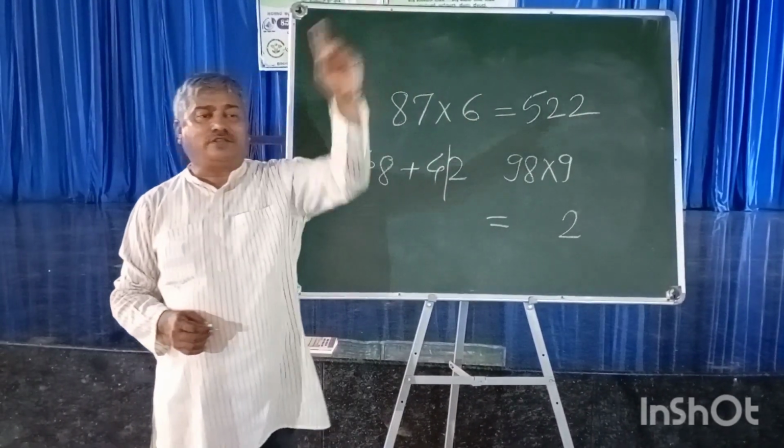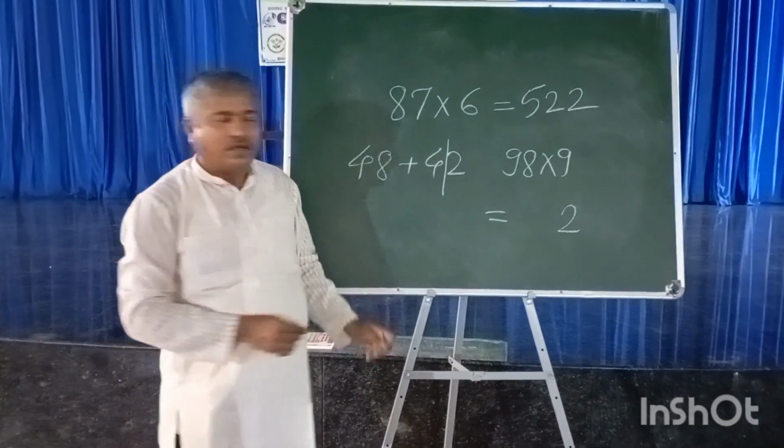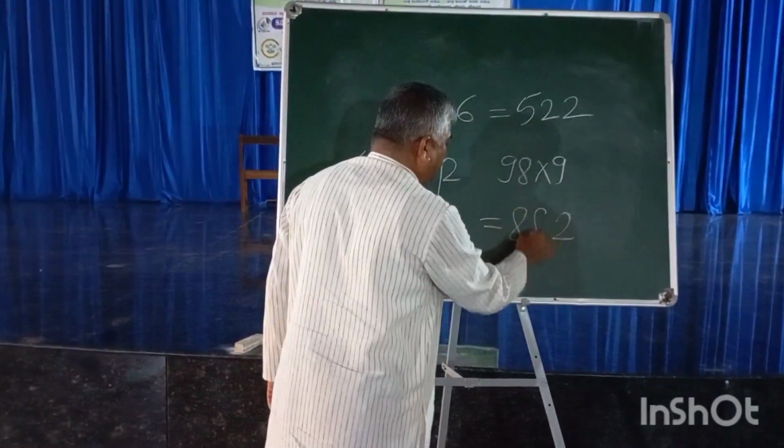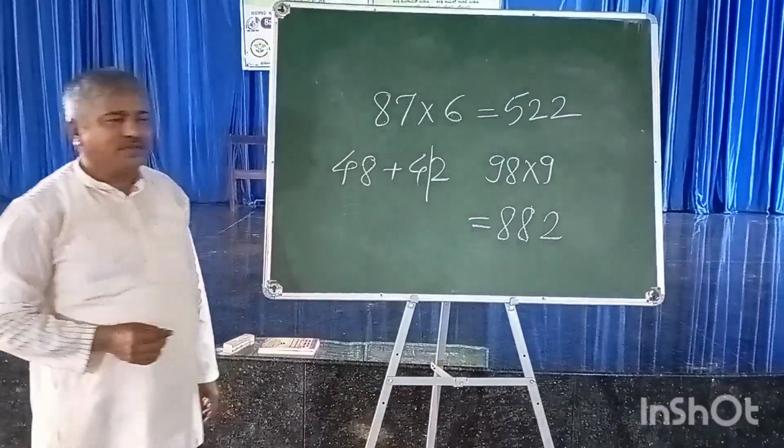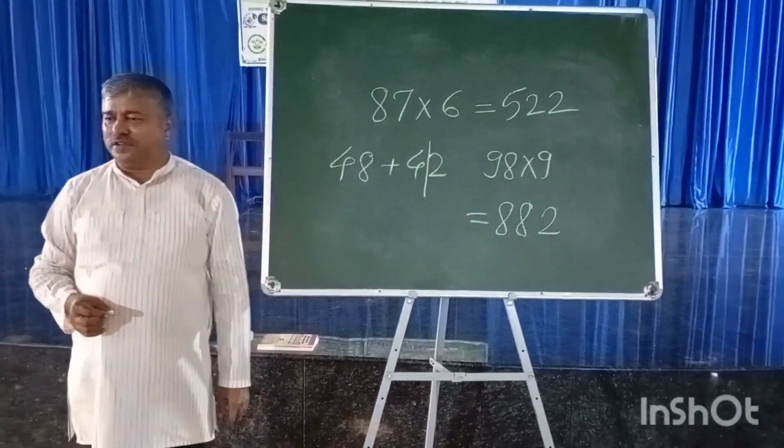81 plus that 7, 88. 88. Wow. This is the answer. 882. This is the answer.